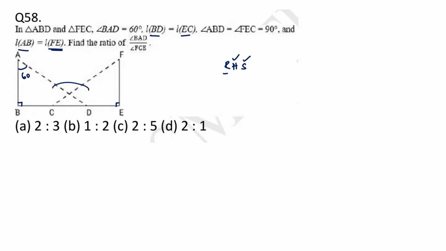Angle BAD is 60 degrees. FCE, you can say FCE, is also 60 degrees. So this becomes 30 degrees. So it is 60 is to 30. Therefore, it's going to become 2 is to 1. These two are similar. Okay, not only similar, they have become congruent triangles.